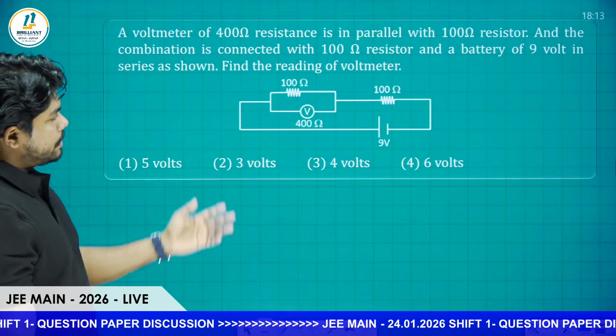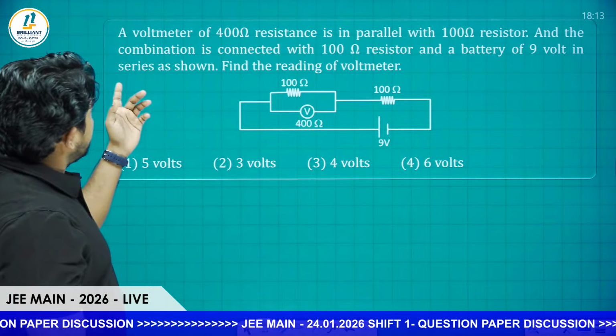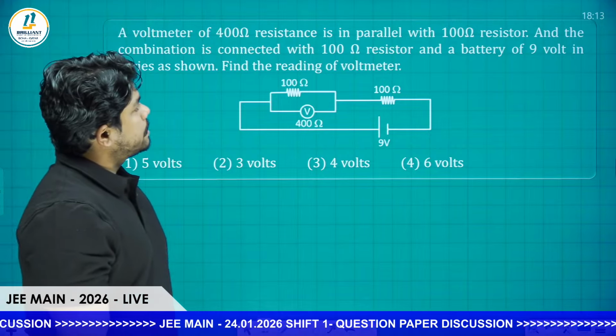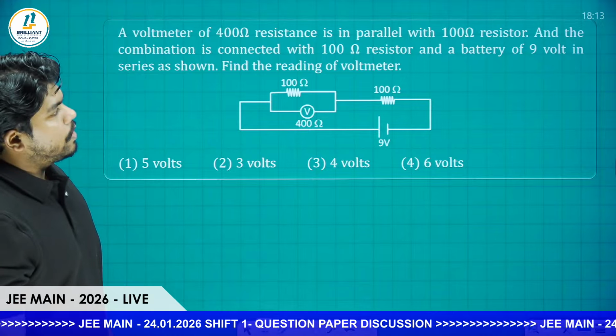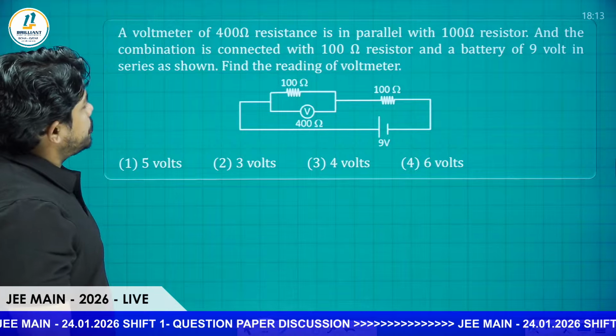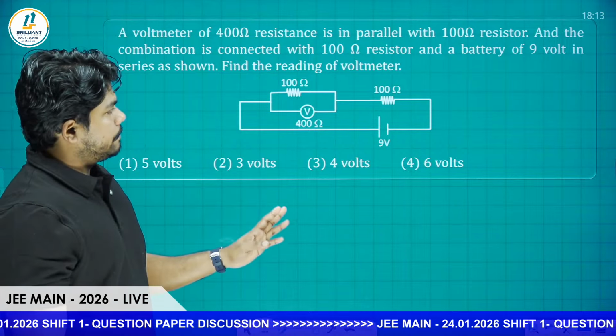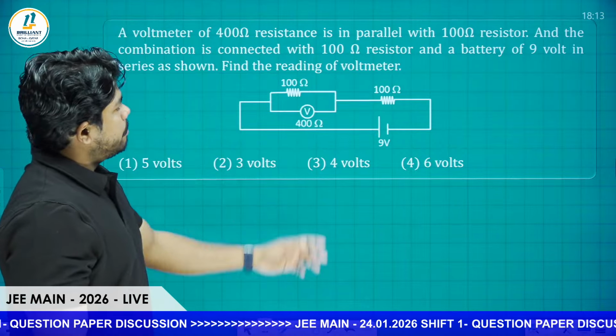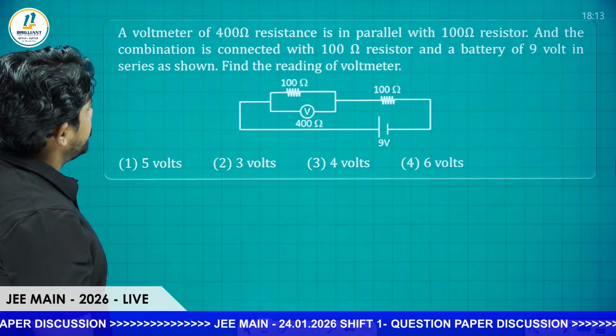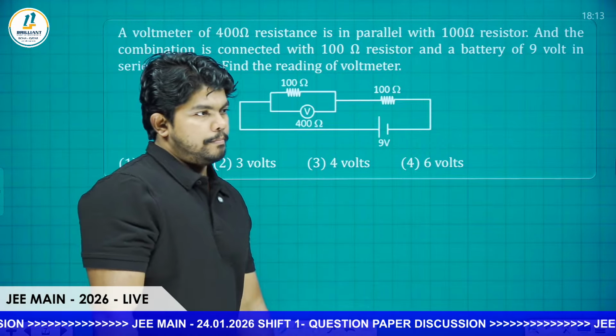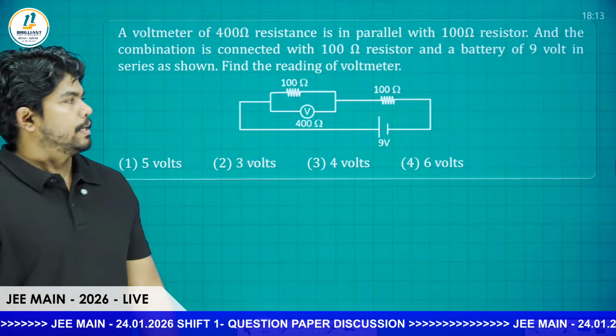Now there is another question from current electricity. A voltmeter of 400 ohm resistance is in parallel with a 100 ohm resistor, and the combination is connected with a 100 ohm resistor. Another 100 ohm resistor is there. A battery of 9 volt is also there. Find the reading of the voltmeter.